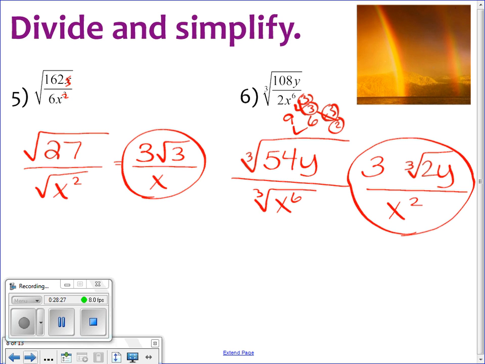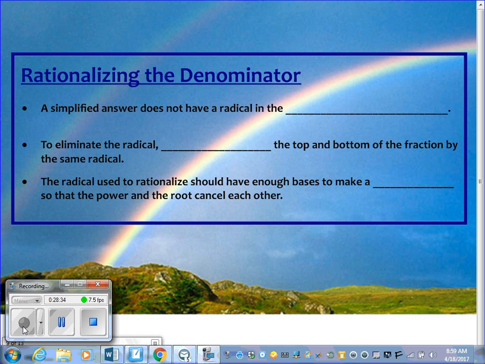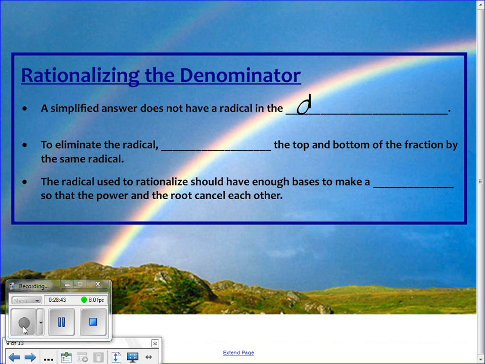How's the dividing going? What are you going to do first? Simplify. Yes. All right. So rationalizing. A simplified answer does not have a radical in the denominator. Let's use the appropriate term there. I'm not doing my job as a math teacher if you just say bottom. You need to know that's denominator. To eliminate the radical, multiply the top and bottom of the fraction by the same radical. You multiply.